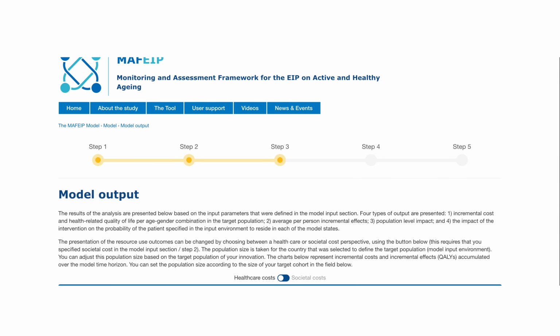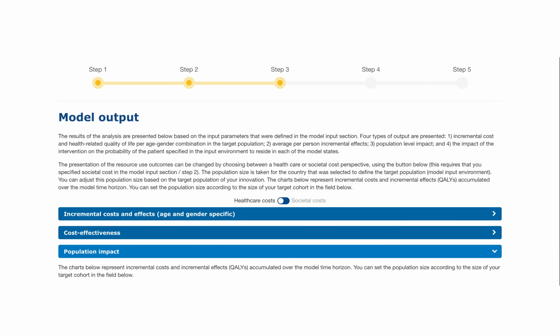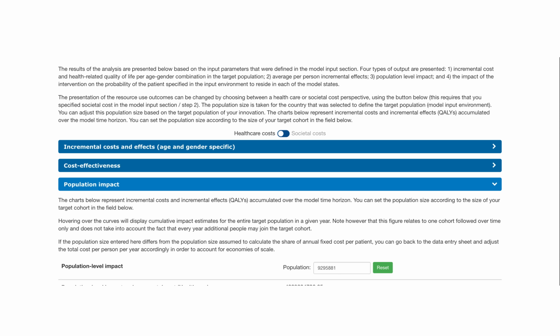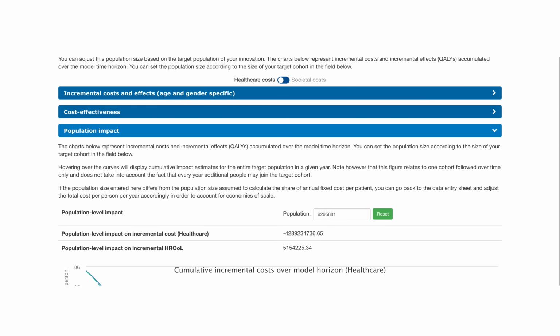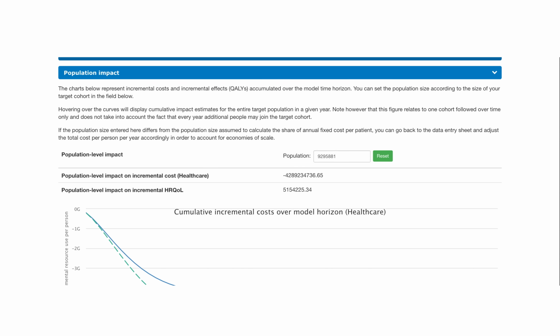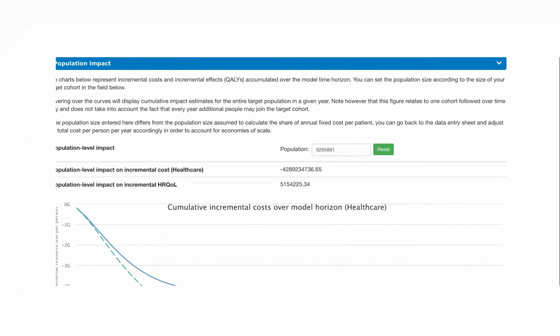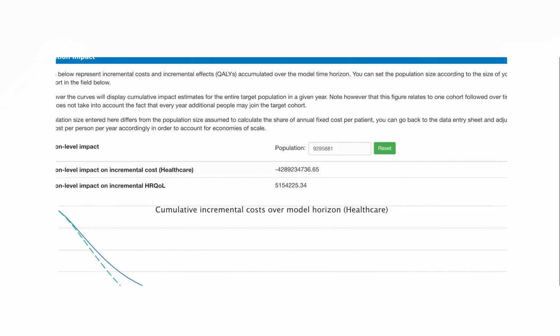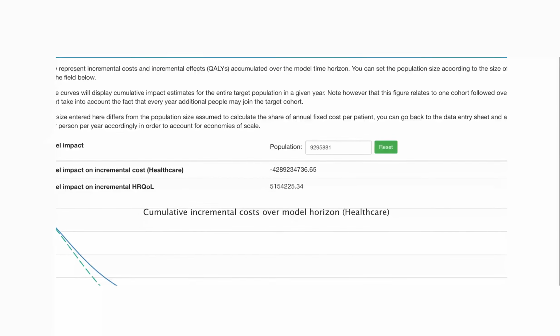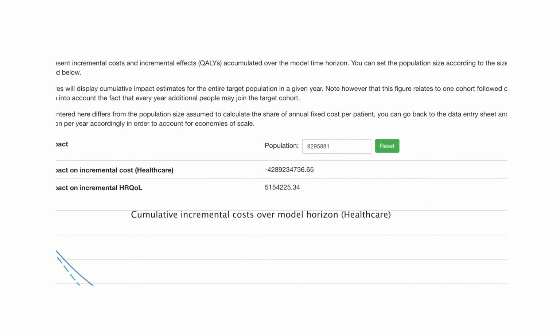The section population impact shows a table and two graphs. The default population size value given here is taken from the overall population size value of the country that was selected in previous sections, in this case, the UK's. You can change the population number into that of your target group.